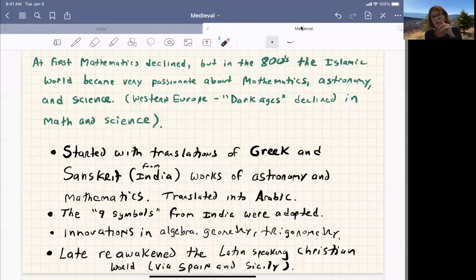The work in the Islamic world with math and science started with translations of Greek and Sanskrit works of astronomy and math. So these were translated into Arabic. Another interesting thing is the 9 symbols from India were adopted. So numerals. There were also innovations in algebra, geometry, and trigonometry. We're going to talk more about those.